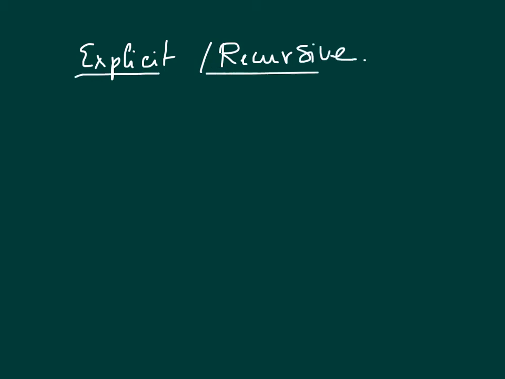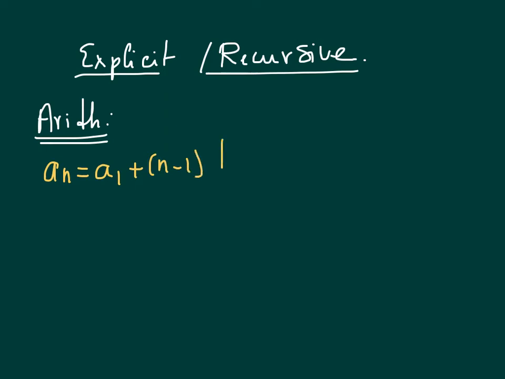8-5. We're going to look at explicit and recursive sequences. Alright, we're going to focus on the two main sequences that we learned in great detail in this chapter. We're going to look at the arithmetic one, and we're going to write the arithmetic two different ways. One way we're going to write it explicitly, such as a_n is equal to a_1 + (n - 1) times d.